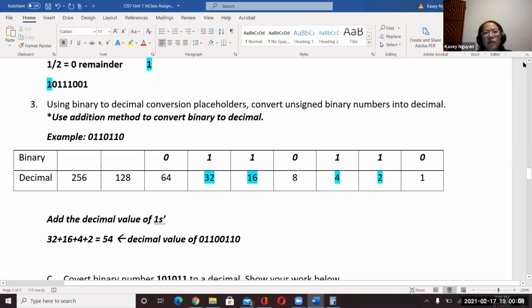So when you see the word unsigned, just know that I refer to a positive value. In programming and in computing, we use signed and unsigned. We don't say positive and negative, right? So for the unsigned, that just means that it's positive.